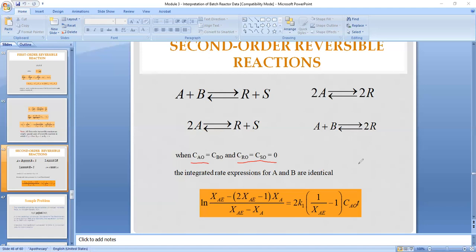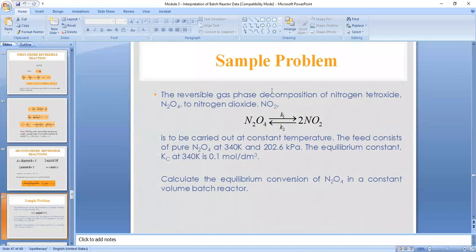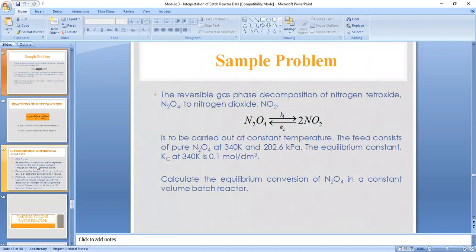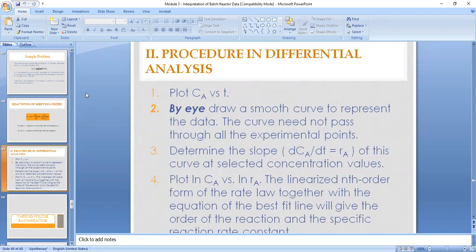The same principle holds when we talk about the first order reversible reaction. Okay? So this is it. If you have any questions? None? This will be our sample problem tomorrow. After that, we can go to differential analysis, and that caps everything you need to know regarding differential and integral analysis applied to constant volume systems.